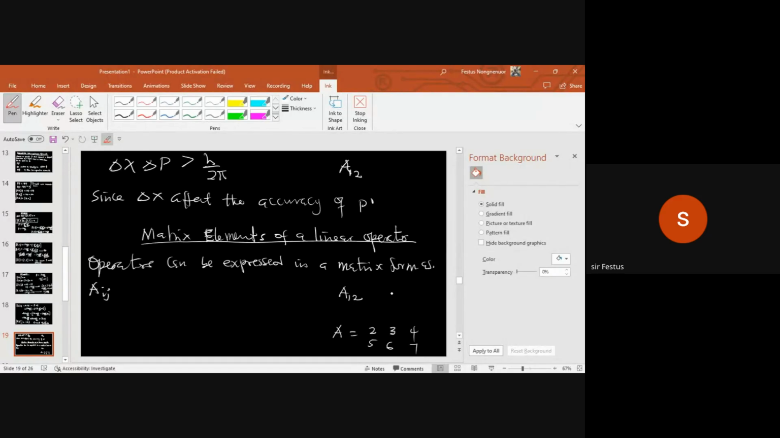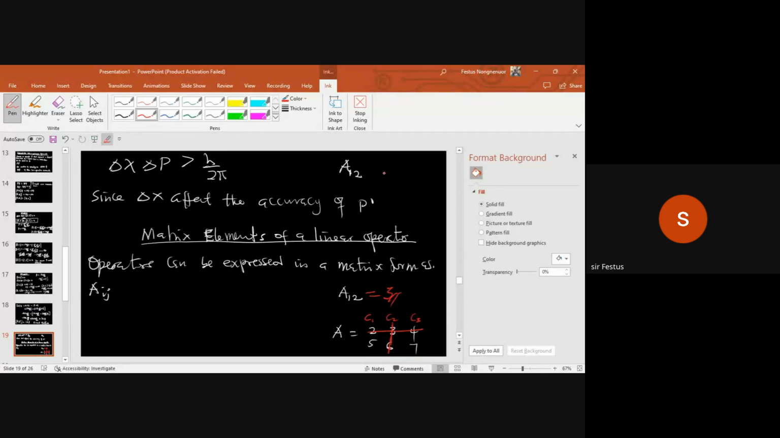Row 1, column 2. So if you do that by crossing, this is your first row, then column 2. So this is column 1, C1, C2, C3. Where it will intersect, that's the element here. So you see that your A12 is nothing but 3. That is how you use it to identify the element within the matrix.